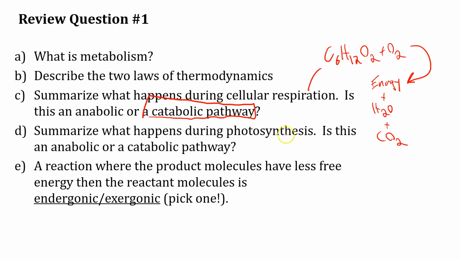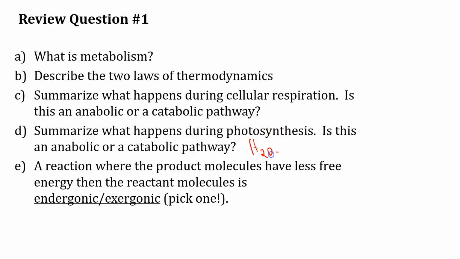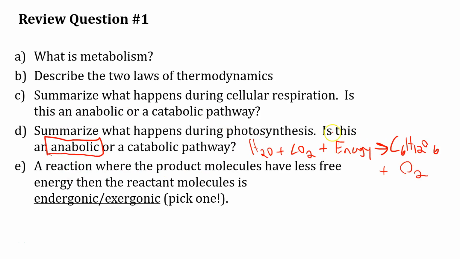And then what happens in photosynthesis? Well, this is just the opposite. You take a little water, you add a little CO2 to it, then you put some energy into that system, and then voila, you end up with some sugar and also some oxygen being produced. Okay, this would be an anabolic pathway because you're building something. Okay, the next question then would be: is this an endergonic or an exergonic reaction? And because you're putting energy into that system, this would be considered an endergonic one, whereas this one up here would be an exergonic. Okay, lastly, a reaction where the products have less free energy than the reactants.